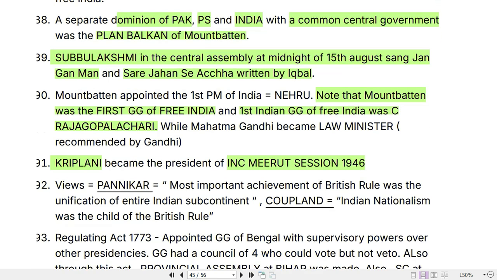I already knew that. Now Panikkar was another person who held the view that the most important achievement of British rule was the unification of the entire Indian subcontinent, while Copland said that Indian nationalism was the child of British rule. So Copland said Indian nationalism was the child of British rule, while Panikkar said the most important achievement of British rule was the unification of the entire subcontinent. So they have their own opinions, okay.